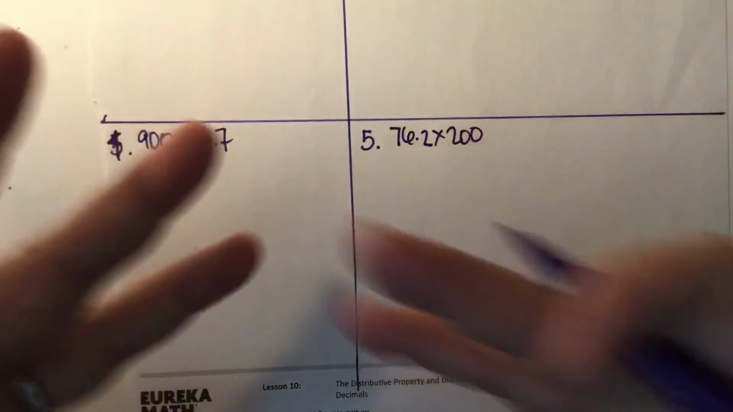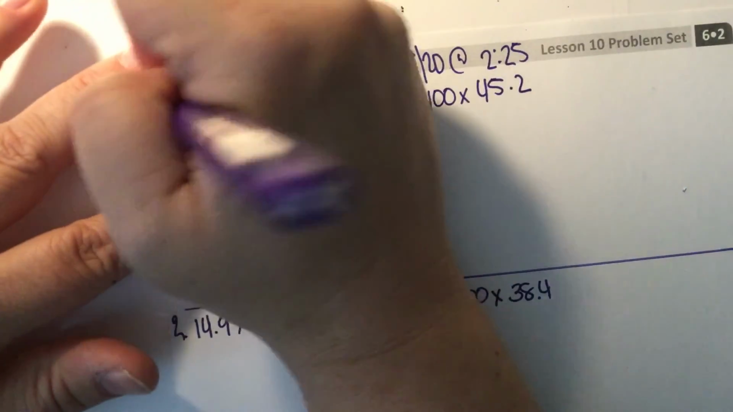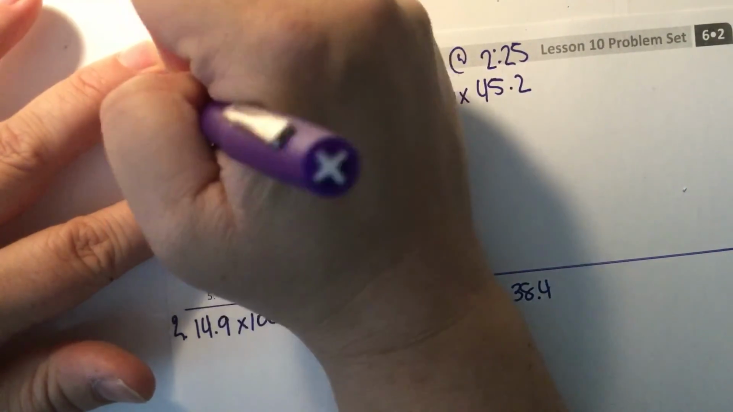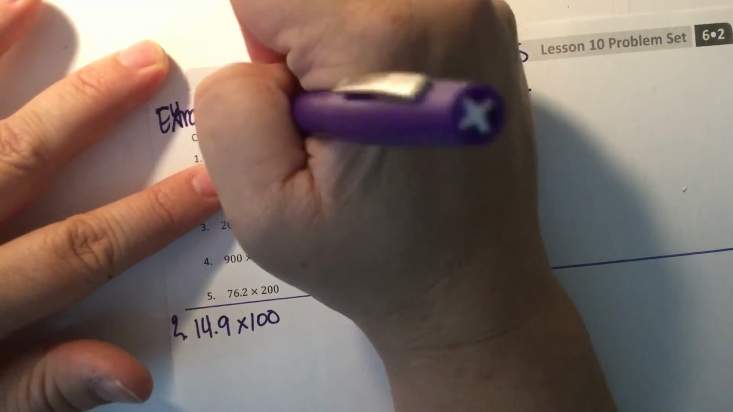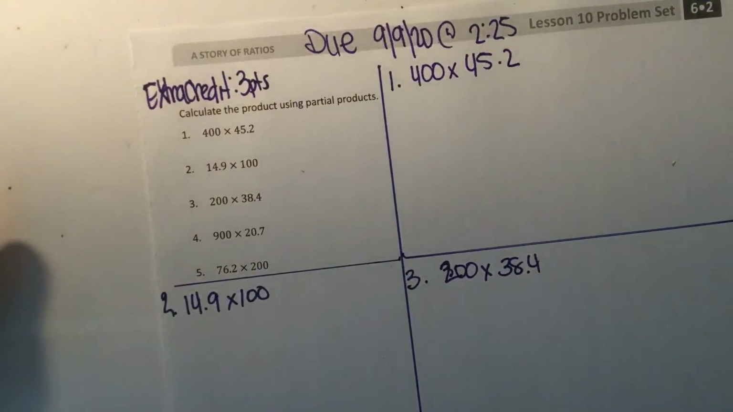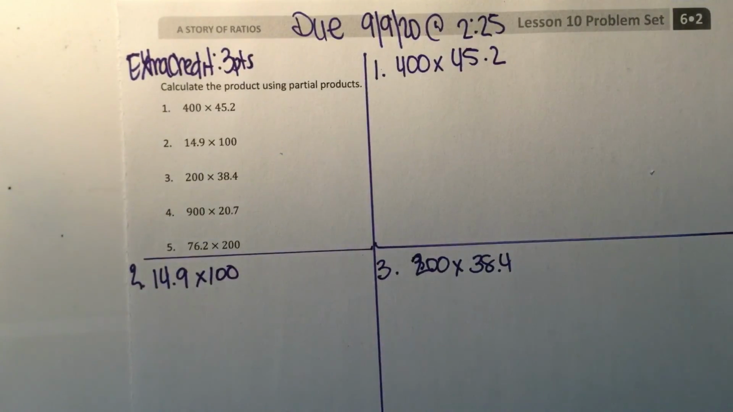I set up my paper, all divided, plenty of room. Okay. I'm going to put extra credit. 3 points if you do the standard algorithm. So if you model and do the standard algorithm, that's going to be my thing. Okay. If you have any questions, please come see me.